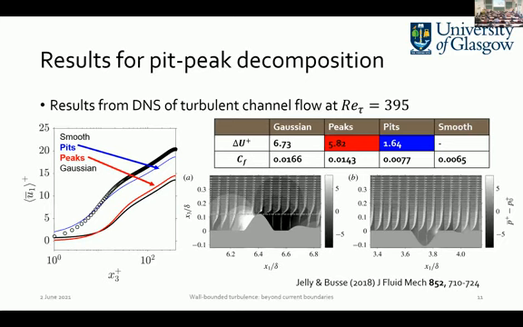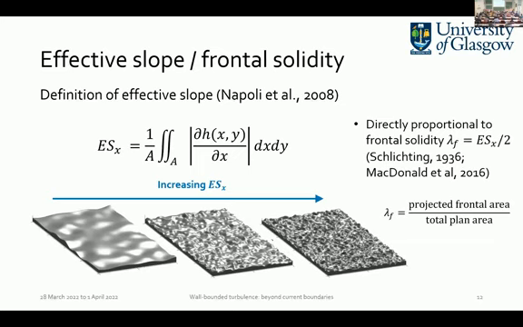We also find in the literature and other skewness studies that in general, the roughness effect is expected to increase with increasing skewness. Now, the other parameter that has been widely studied is the effective slope, which is also directly related to the frontal solidity. So here's the definition of the effective slope. We just take the streamwise derivative of our height map, h of x and y, and then average the absolute values of this over the surface.